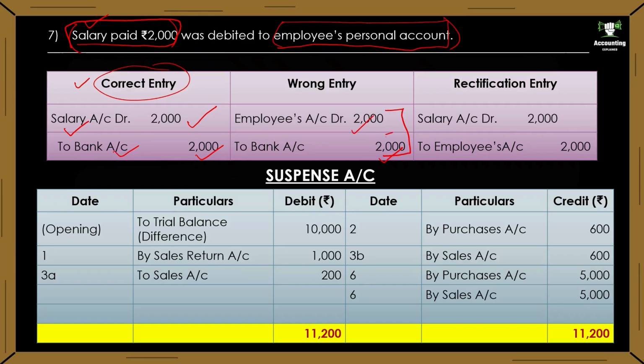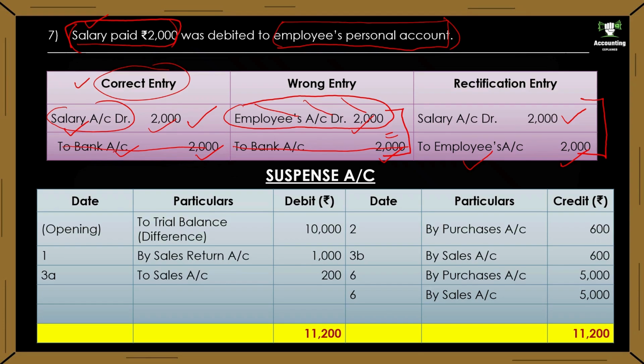Now we will analyze the correct entry and the wrong entry. To bank account 2,000 we have taken correctly, so no need to touch it. Just strike it off. Now, in the correct entry, salary account debit 2,000, we have to take it to the rectification entry, salary account debit 2,000. Here, in the wrong entry, we have wrongly debited employee's account by rupees 2,000. So we have to cancel this. How will we cancel? By crediting employee's account 2,000. So this will be your rectification entry. There is no suspense account involved in this rectification entry, so no need to post anything in the suspense account.